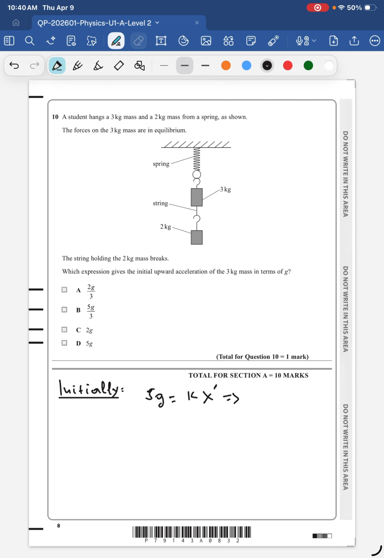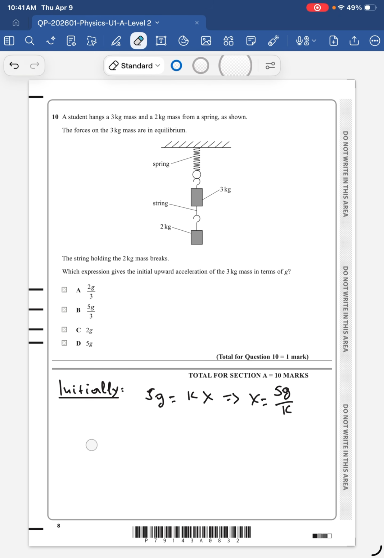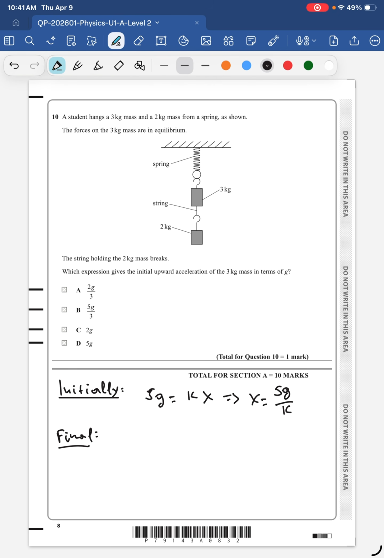So the extension, I don't know why I put prime, sorry. So the extension x is 5g over k. Now, when the string is cut, in the final scenario, the forces on the 3 kilogram mass are only due to the spring and the mass.